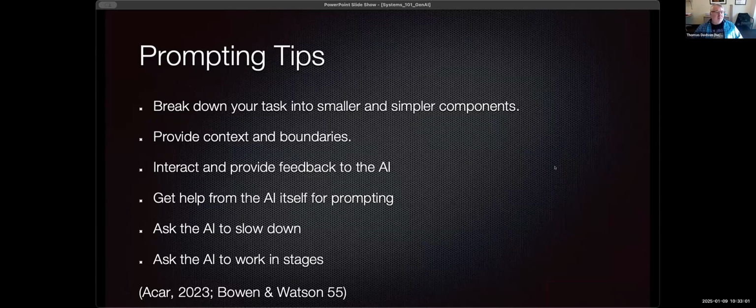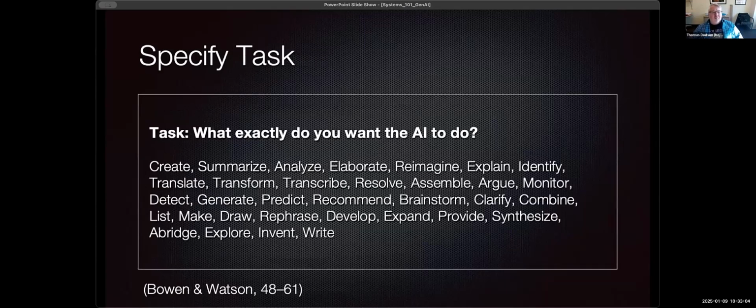And then Bowen and Watson have some other more specific suggestions about specifying task, format, voice, and context. So in terms of specifying the task, one of the complaints that people sometimes have with generative AI is that it produces bland or generic content. They suggest that by using more specific language to indicate exactly what you want the AI to do, you might be more satisfied with the results. So summarize, elaborate, reimagine, clarify, synthesize, abridge, just paying attention to the verbs that you're using when you're prompting it.